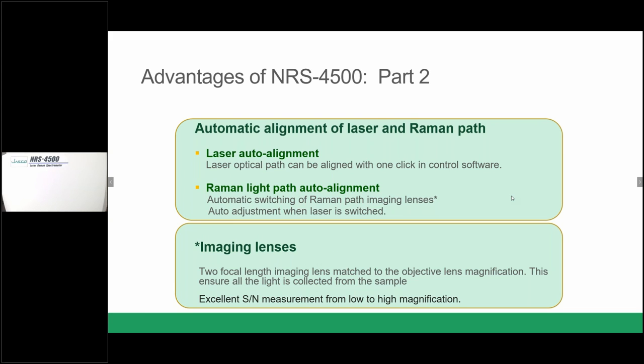Some of the automated features are the automated alignment of the laser, also what we call the Raman path. The Raman path is just the whole optical path that the Raman signal travels from the sample up to the detector, and that can be automatically aligned. Also, we have imaging lenses, two different imaging lenses that match the objective lens magnification. As a consequence, we have an instrument that has an excellent signal to noise, and I'm going to show that in a couple of slides.